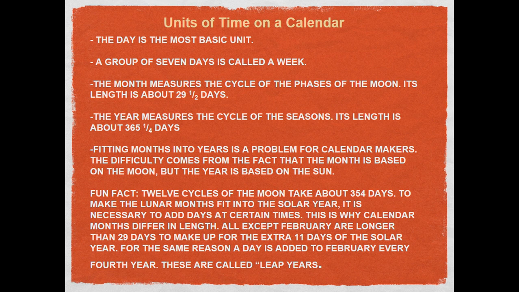Now, a month measures the cycle of the phases of the moon, so basically how the moon goes around the earth, and that takes about 29.5 days for that to happen.